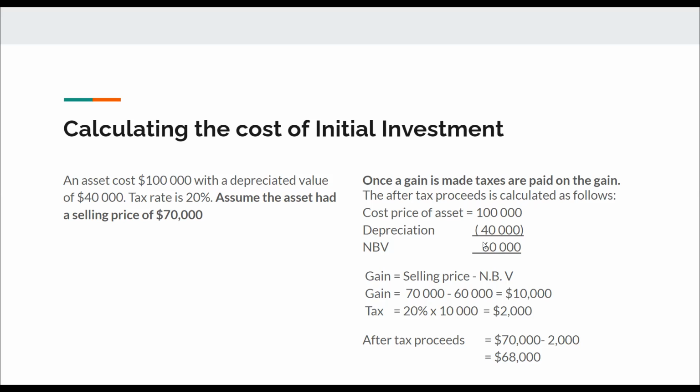Now to calculate the gain, we would always look at the selling price of the asset and the net book value. We disposed of an asset, the selling price was $70,000, and the net book value of the asset was $60,000. So we had a gain of $10,000, and you have to pay taxes on the gain. So the tax on the gain is going to be 20% of $10,000, which is $2,000. And our after-tax proceeds: we said that we are selling it for $70,000 and we would have paid tax of $2,000. So after-tax proceeds would have been $68,000. All right, everybody with me so far?